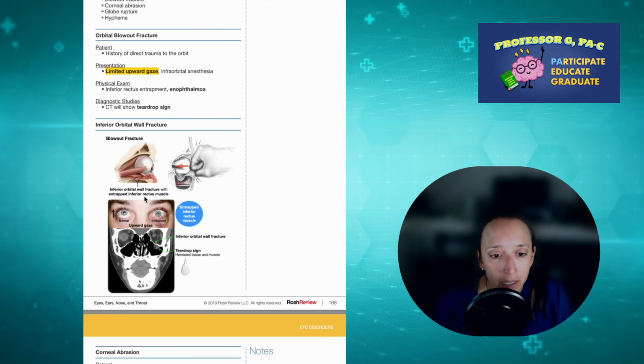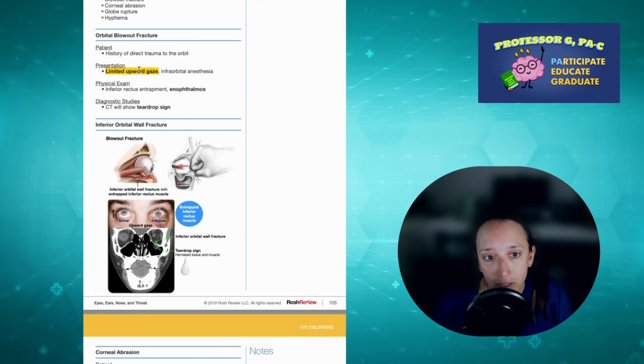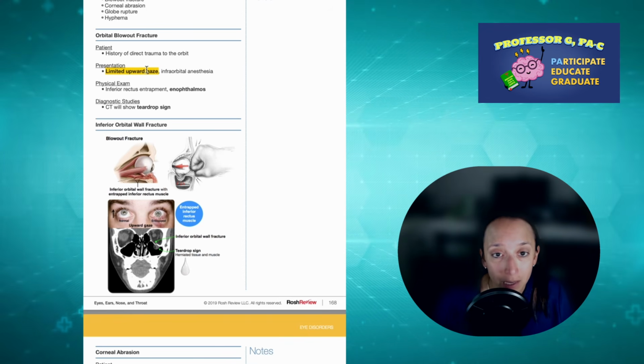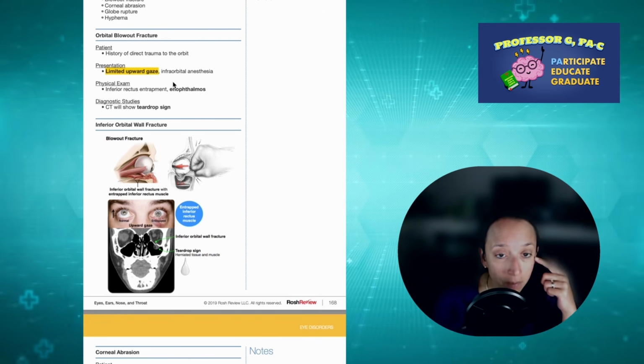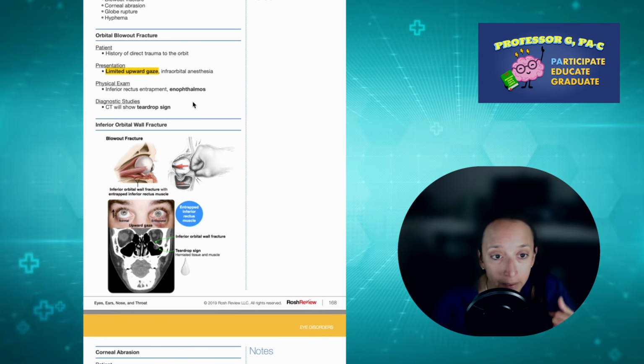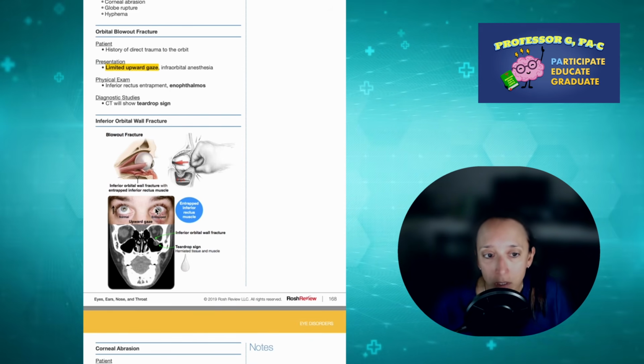And the problem here is that once that bone breaks, the inferior rectus muscle tends to get entrapped in the bony fragments, and the patients have limited upward gaze, which causes diplopia, or double vision, when they try to look upward. And they might have some damage to the infraorbital nerve, so they'll get some anesthesia or numbness in that area. They might also have enophthalmos, where the eye looks a little sunken in.